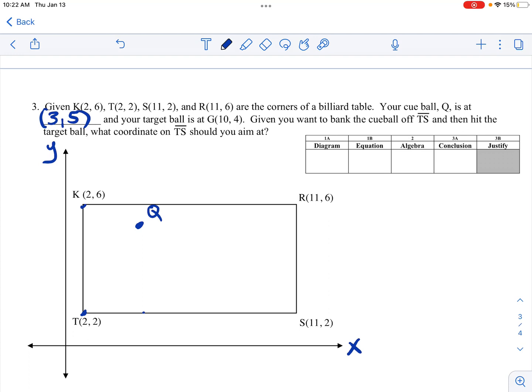And then G is at 10, 4. So again, 10 is over here. 4 is a little bit lower. I'm going to put that right there. There we go. This is my G ball. All right. Again, I read it first. Now I'm just labeling everything they're telling me. Given you want to bank the cue ball off of TS. So this is my cue ball right here. And I want to bank that off of TS, and then hit the target ball.